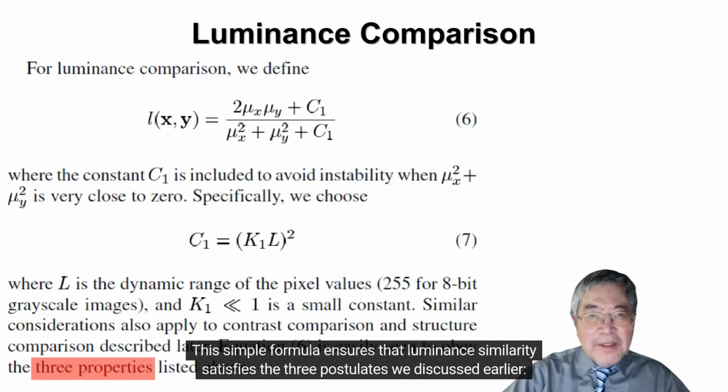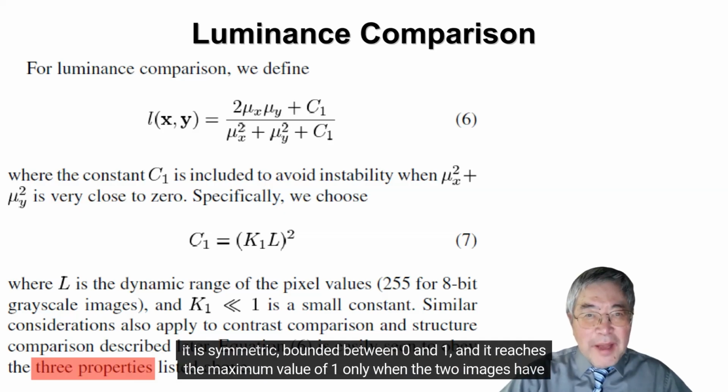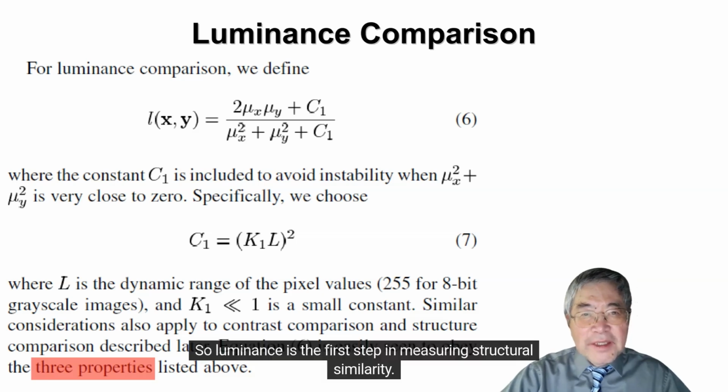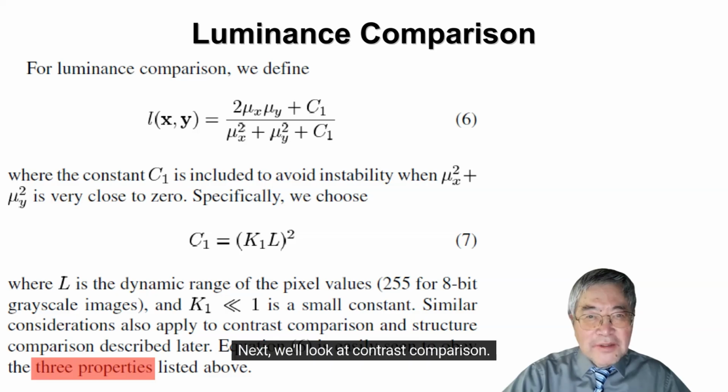This simple formula ensures that luminance similarity satisfies the three postulates we discussed earlier. It is symmetric, bounded between 0 and 1, and it reaches the maximum value of 1 only when the two images have identical mean brightness. So luminance is the first step in measuring structural similarity. Next, we'll look at contrast comparison.